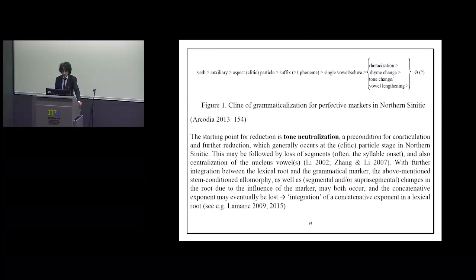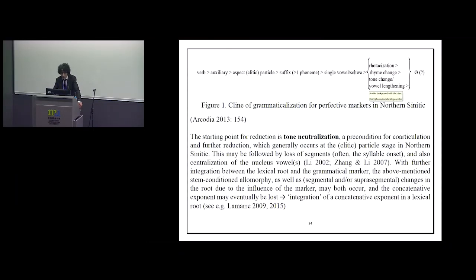So what happens in this dialect, this is a line of grammaticalization specifically for perfective markers, but it can be applied to other types of grammatical markers because they all follow more or less the same pathway. In the beginning, you have a verb, something like "finish", which then becomes an auxiliary, and then an aspect particle like a clitic, like Mandarin le, and then a suffix, and then it can get reduced to a single vowel suffix, a very weak, very light suffix. And then it can go in many other ways, like rhyme change, tone change, vowel lengthening. You have all sorts of outcomes, as we saw before.